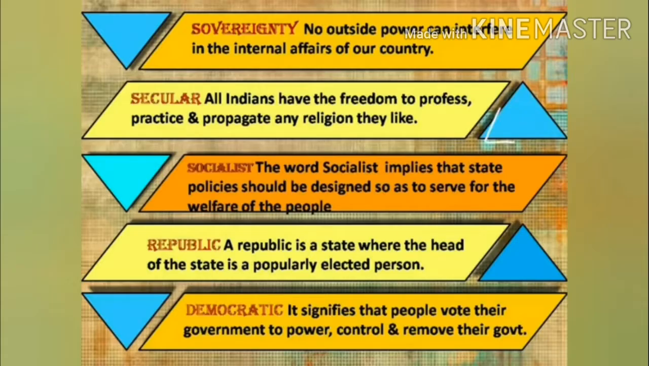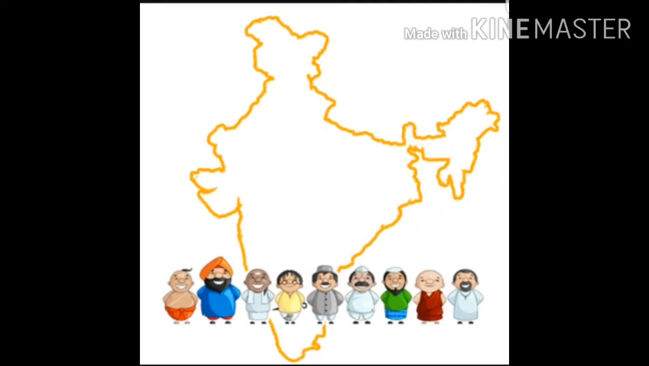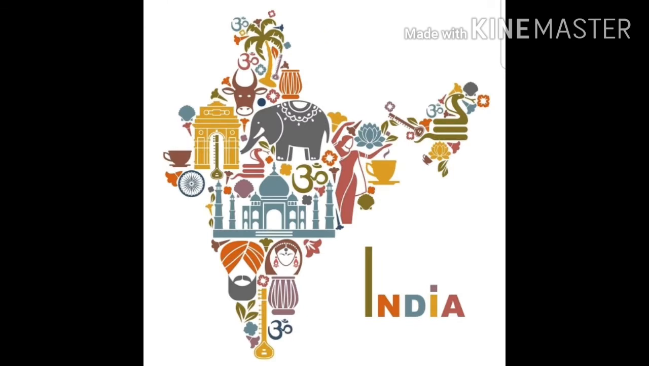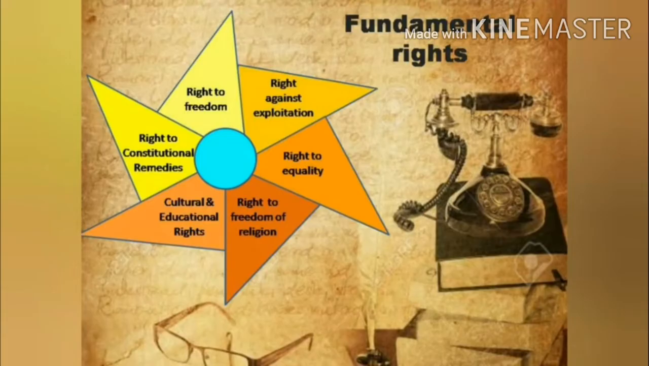The preamble thus reflects the spirit of the Constitution. It also shows that the people of India are the real authority. Here, real authority signifies that we, the citizens of India, have certain rights. So, the next topic is fundamental rights.